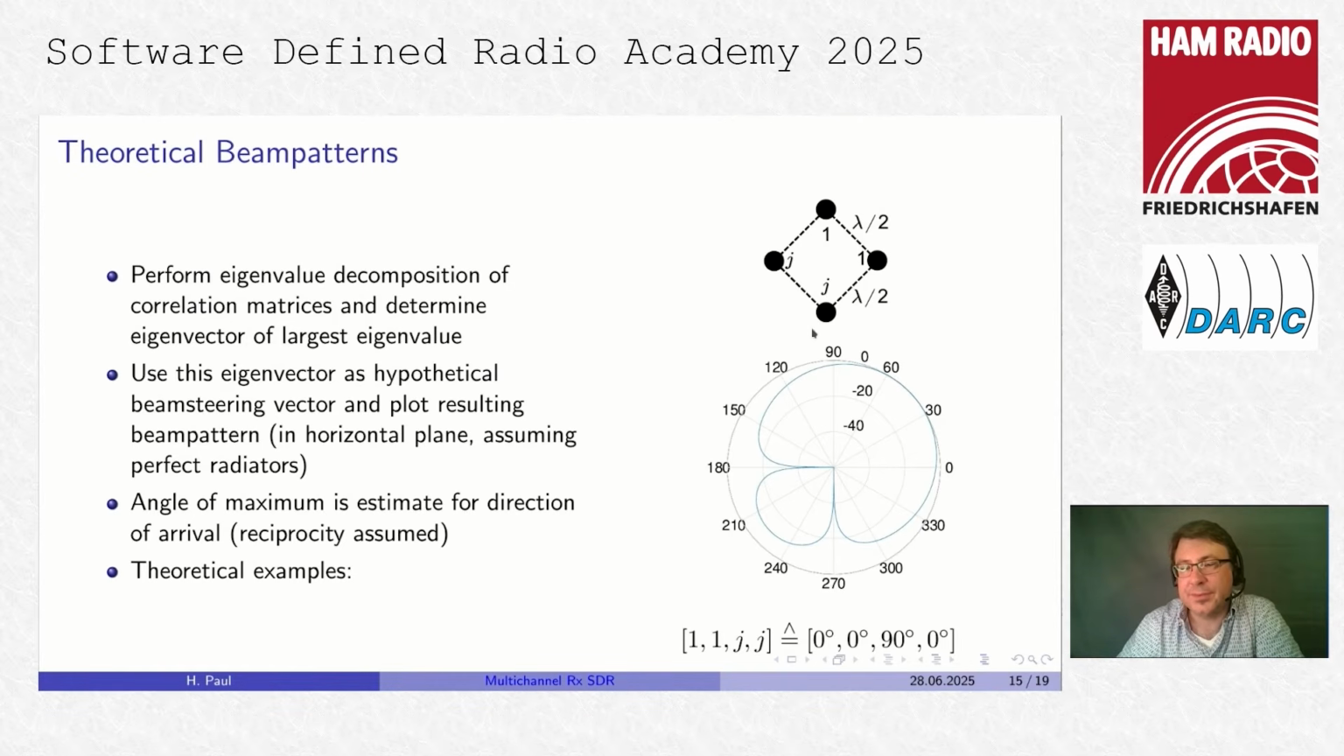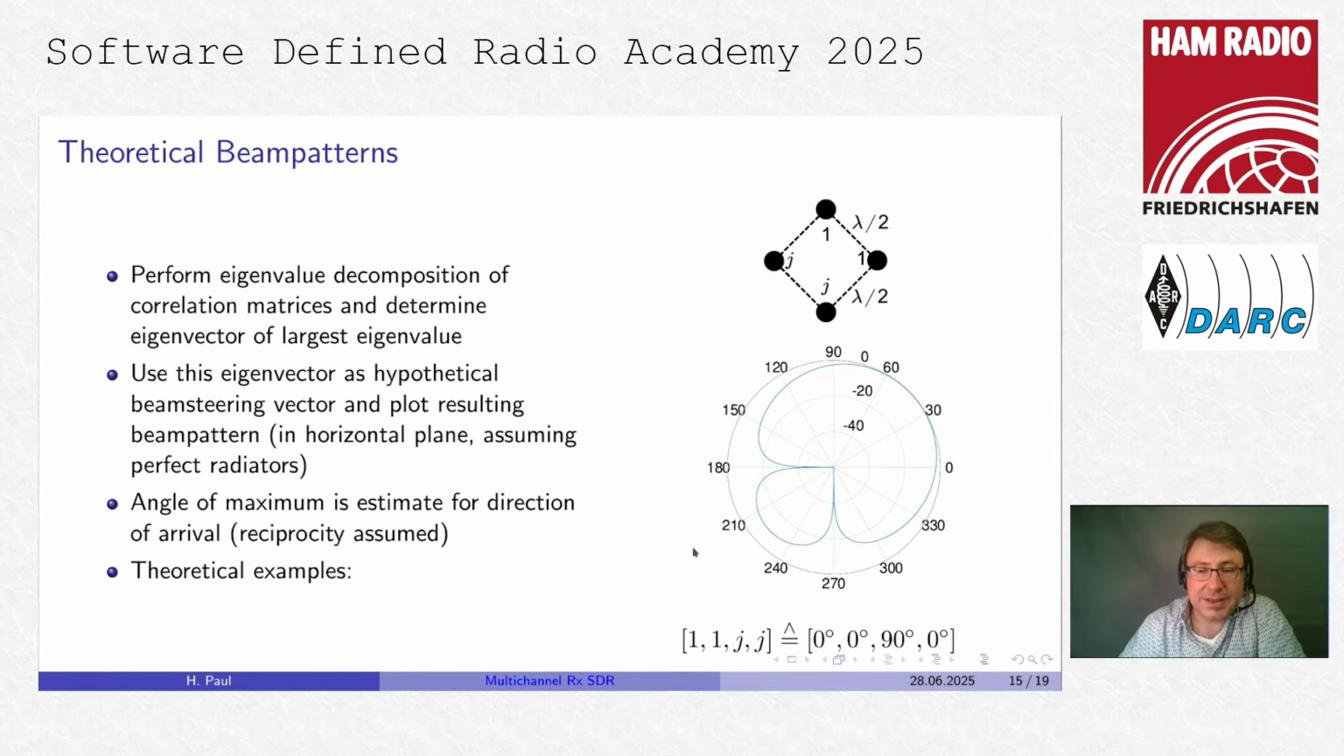So this means now the received signal of these two antennas is shifted by 90 degrees compared to the signal from these antennas. And now for every possible vector that represents the phase shift, this is a complex notation here, 1, 1, j, j is 0, 0, 90, 90 degrees, for each beam steering vector here, you get a different beam pattern. And due to reciprocity, the same holds for the receive case.